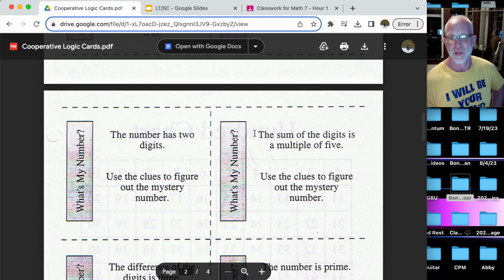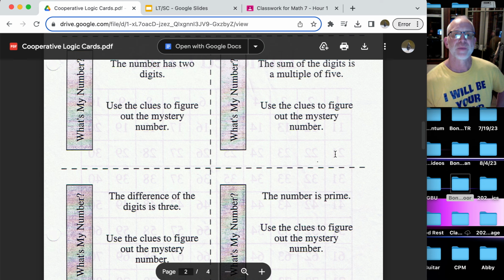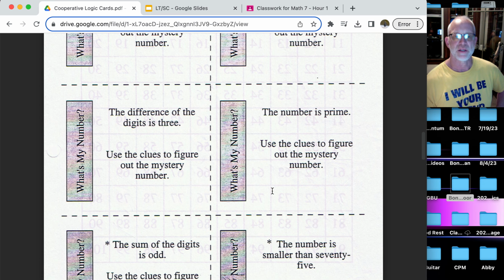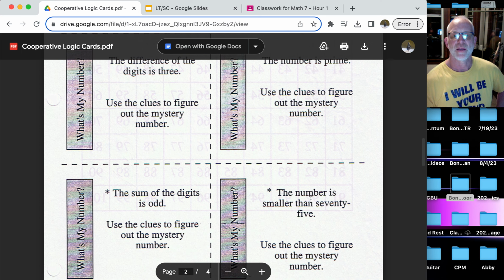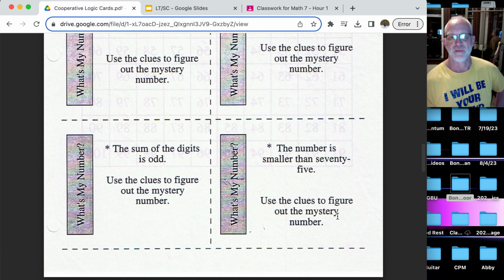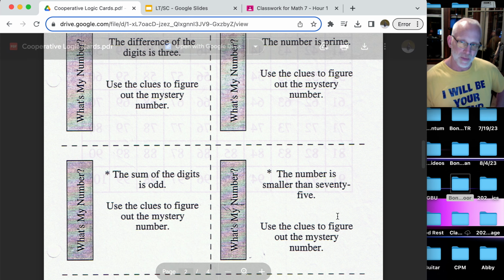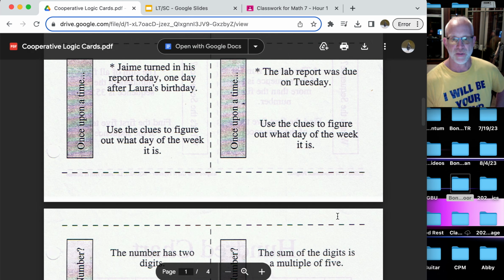This number has two digits. The sum of the digits is a multiple of 5. The difference of the digits is 3. The number is prime. The sum of the digits is odd. The number is smaller than 75. So putting those clues together, can you come up with the mystery number?